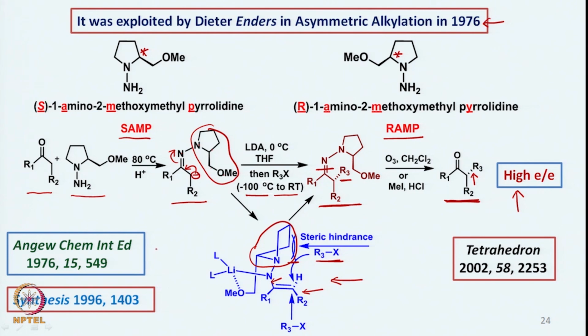There are 3 references which I have mentioned, which you can go through if you need to go into details of this reaction. So this is one of the examples of how these RAMP and SAMP based hydrazine reactions have been exploited in organic chemistry to let asymmetric induction occur.